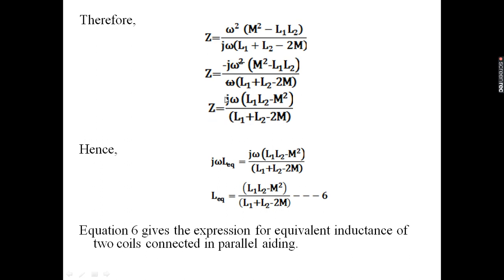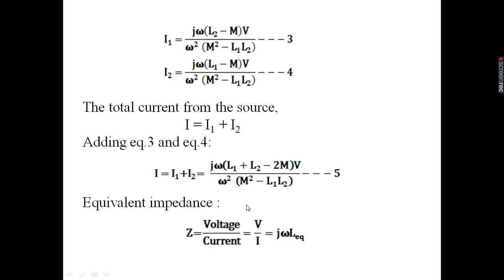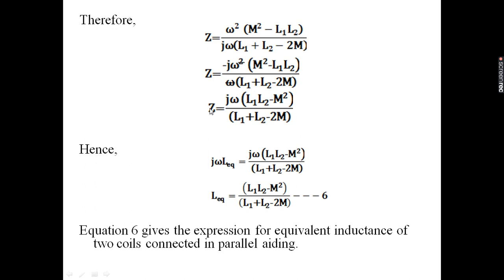So Z is equal to j omega into this value, which is L equivalent. If you compare this with the equation Z is equal to j omega L equivalent, you leave j omega, and the other terms give you L equivalent. So we can say Z is equal to j omega L equivalent. You can see j omega gets cancelled. We can say L equivalent will be L1 L2 minus M square divided by L1 plus L2 minus 2M. So equation 6 gives you the equivalent inductance for coils connected in parallel aiding configuration.